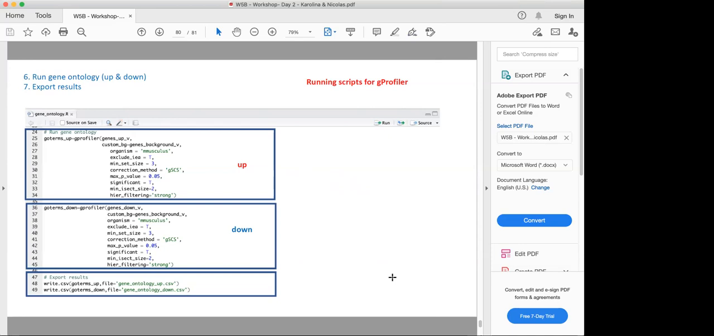The first part is the homework that I want to see from those people who take this workshop for credit: the results from GOrilla, separately for the upregulated and separately for the downregulated genes, from those three components. The second part would be from gprofiler, two files for the upregulated and downregulated genes. Okay, so I am going to stop sharing and go to RStudio.